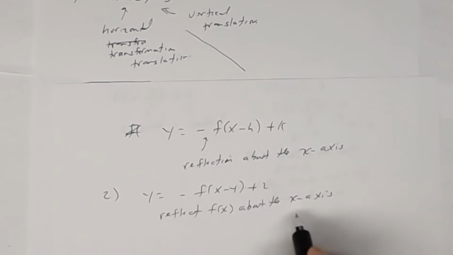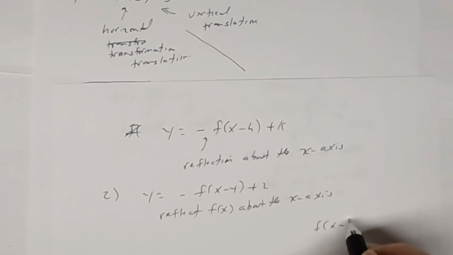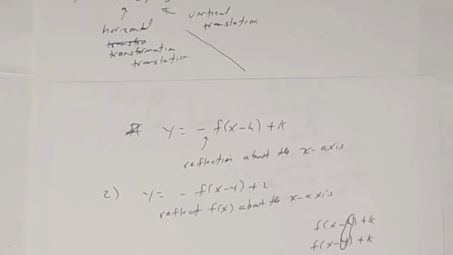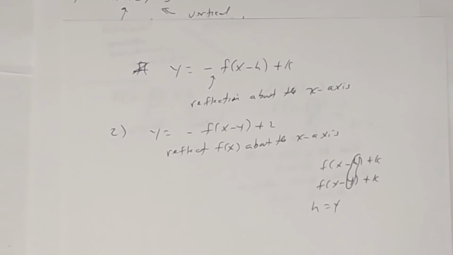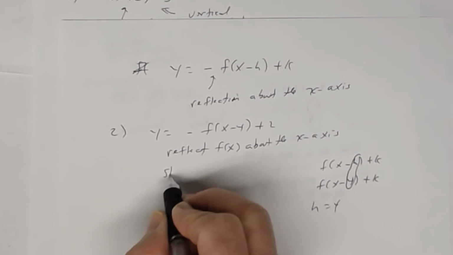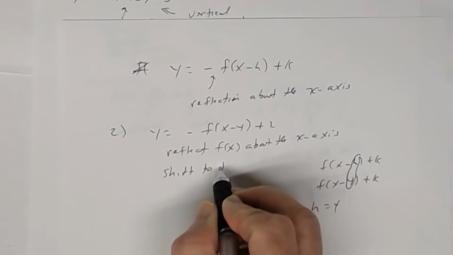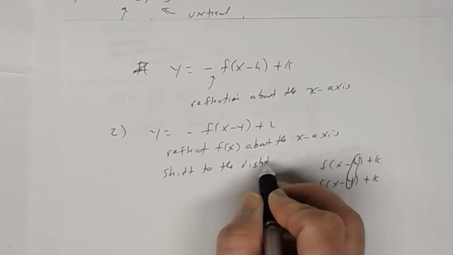So remember this, f of x minus h plus k. So this is f of x minus 4 plus k, right? And so h here is positive 4. Since h is positive 4, you're going to shift horizontally to the right 4 units. So shift to the right 4 units.